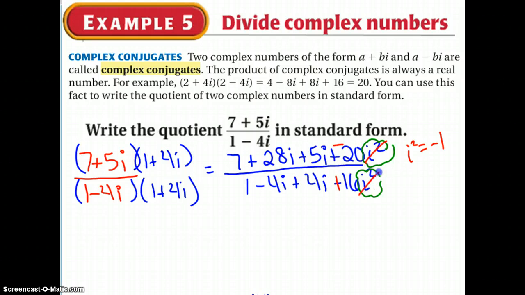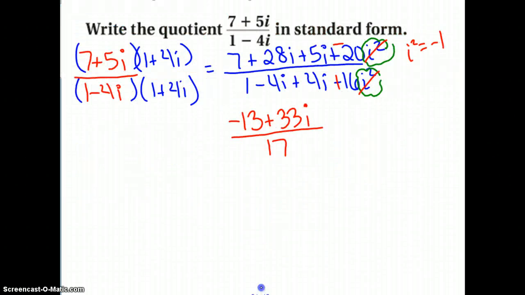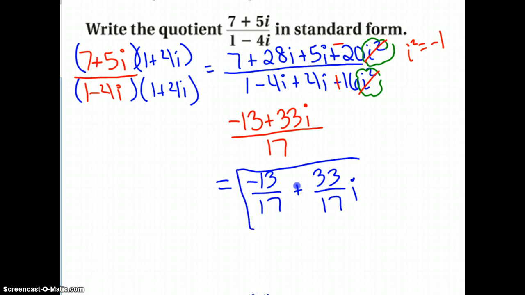You can cancel out the I squared. When you combine like terms, you get -13 plus 33I all over 17. Now, because we're talking about complex numbers though, we have to write it in standard form. So the real part would be negative 13 over 17 plus 33 over 17i. You have to write it in standard form.